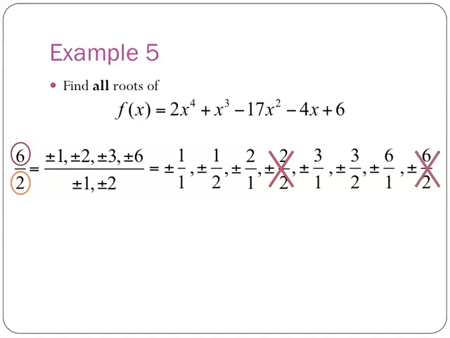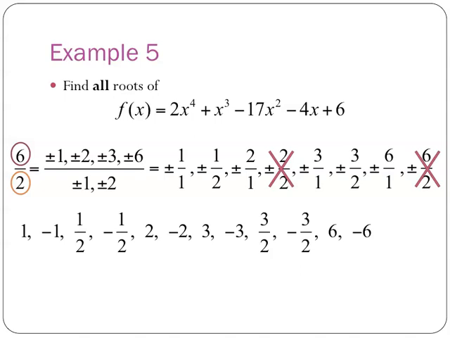So now we have this list, and I'm going to write it out. This is 1 and negative 1, 1 half and negative 1 half, 2 and negative 2, 3 and negative 3, 3 halves and negative 3 halves, and 6 and negative 6. And now we're going to go through and find all the rational roots. So these are just all the possibilities. Now we want to find which ones are actually roots, which ones actually give you y equals 0. So you can easily plug in each of these into your polynomial just the same way that we did on the calculator. You can also just manually put them in as well if you'd like.